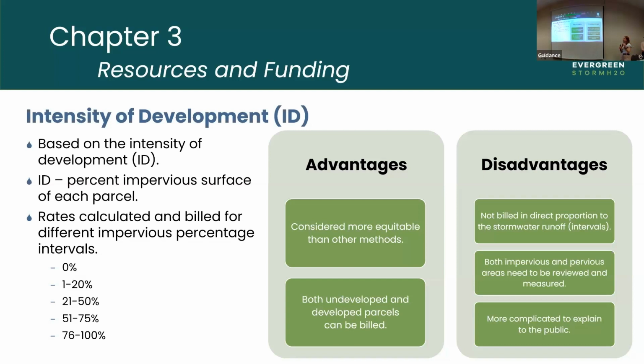Another advantage is that both undeveloped and developed parcels are now being billed. And then a few other disadvantages. Now you're needing to calculate not just the impervious surface, but the total parcel. And now that we are introducing that pervious aspect to it, it can be a little bit more difficult to explain to the public.